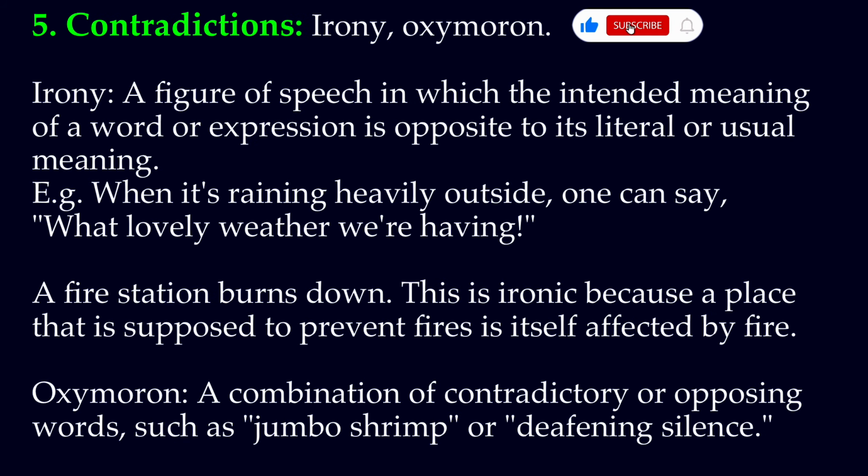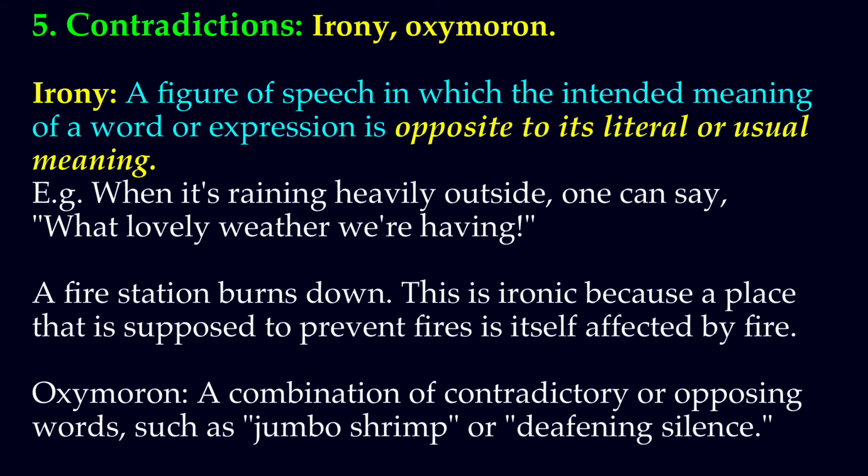Fifth category is contradictions, which we do with irony and oxymoron. Irony means a figure of speech in which the intended meaning of a word or expression is opposite to its literal or usual meaning. For example, when it's raining heavily outside, one can say, "What lovely weather we are having."